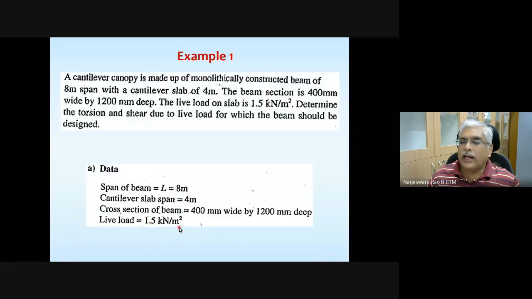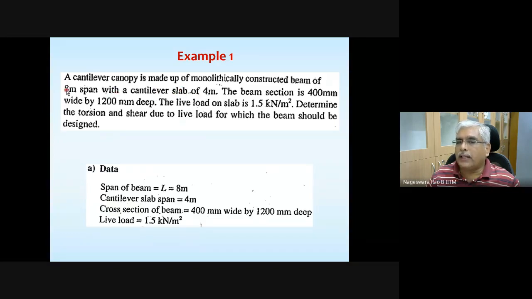So with this information, I hope you have noted. So you can calculate the total load on the cantilever slab. Span of the beam is 8 meters. Cantilever slab span is 4 meters.